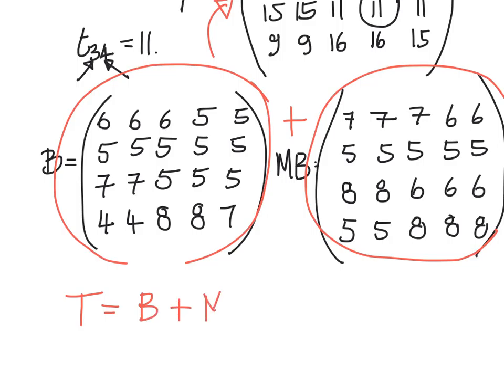plus MB, right? And the important issue to consider here, which you guys all understood by the end of the lesson, was that T, B and MB, so all three matrices, need to be of the same order if they are to be added together. Okay, and that goes for subtraction as well.